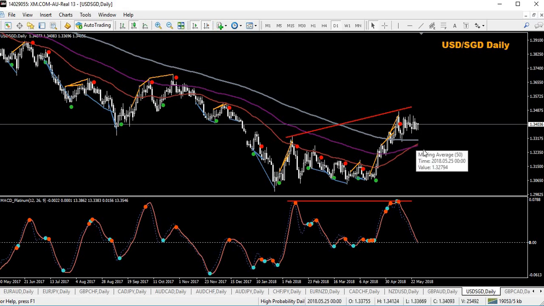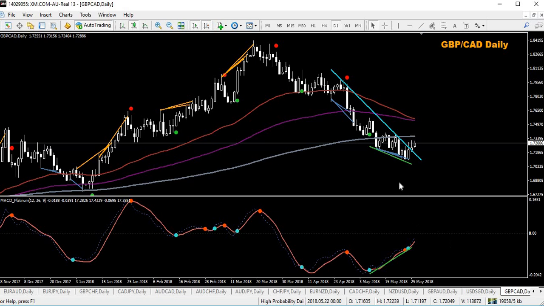Pound Aussie, not much happening there. USD Singapore dollar. It's a pretty ugly sort of chart. Pound Canadian. Again, it's breached through the.